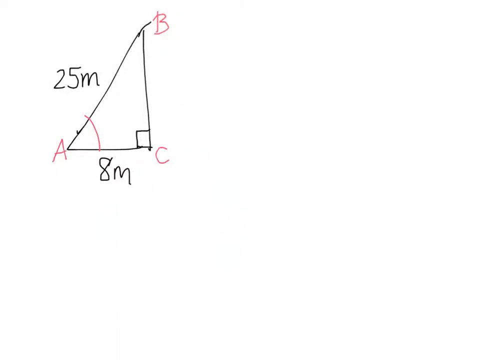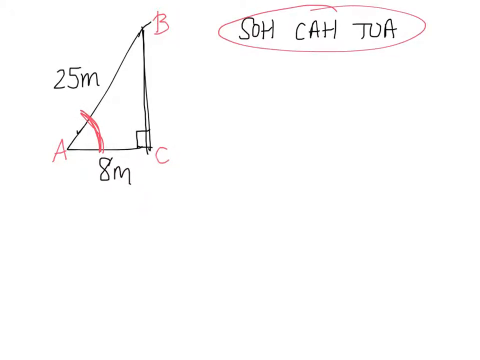Okay, so in this question, first of all, we're given a right angle triangle. So we know that we can use SOH CAH TOA, or we could also use Pythagorean theorem, but this question is not asking you to find a missing side length, it's asking you to find the missing angle. So we're gonna use SOH CAH TOA, okay? We need to find angle A.